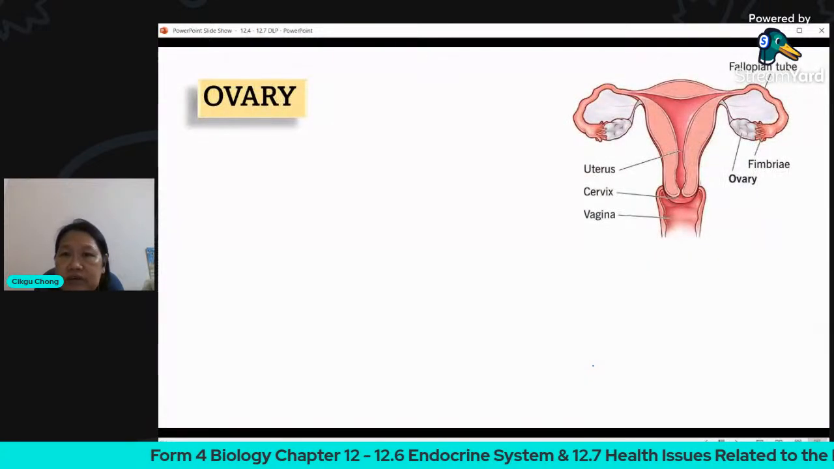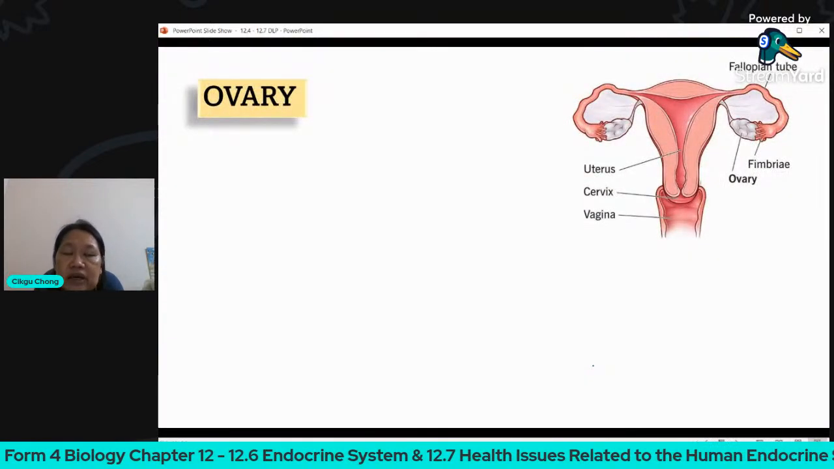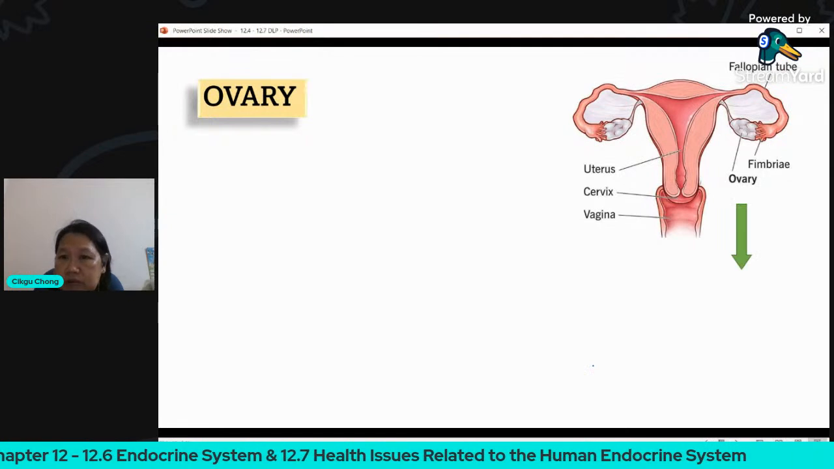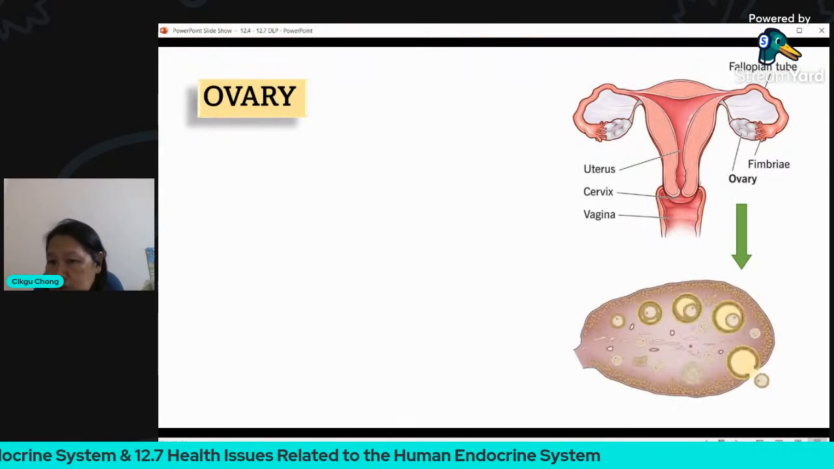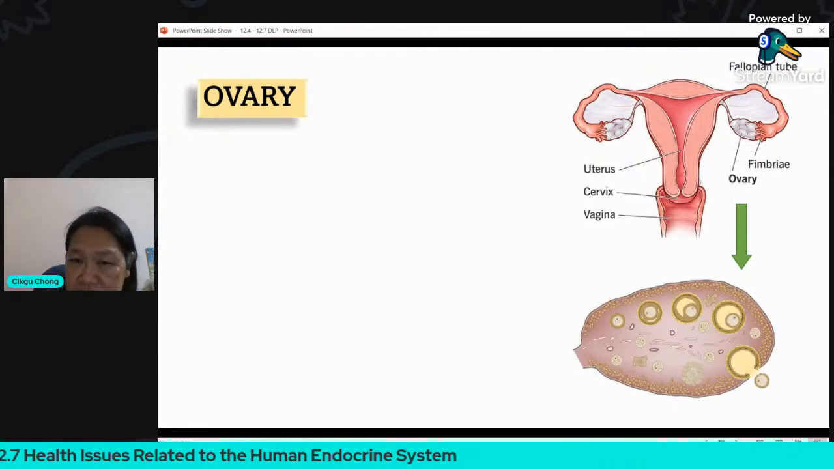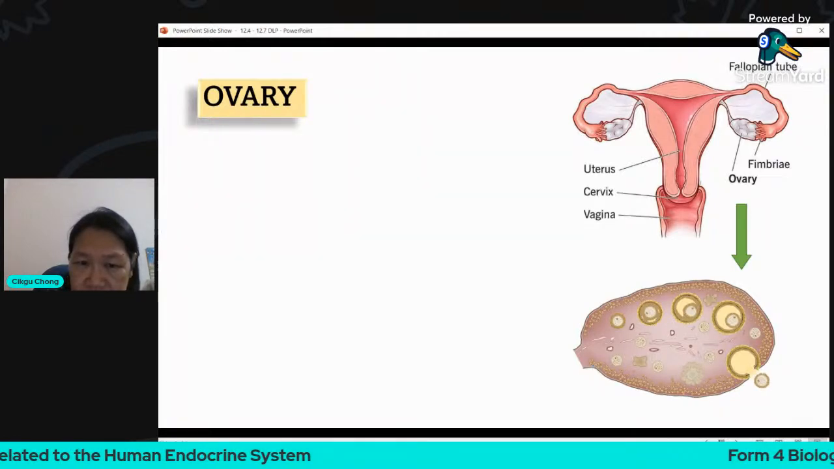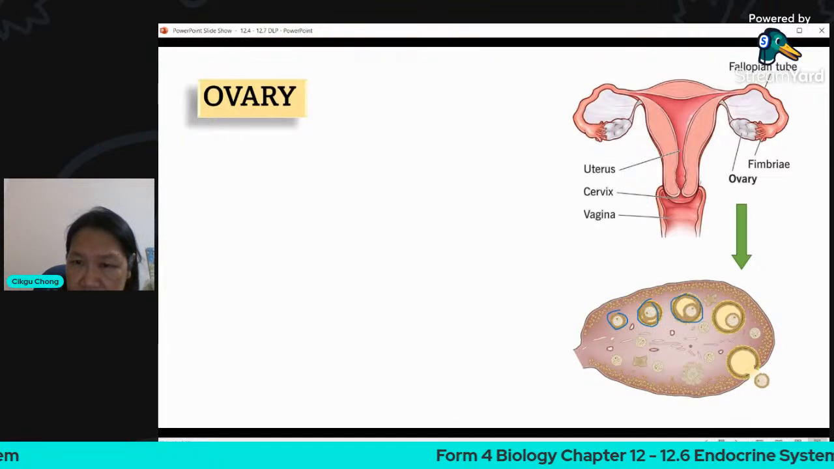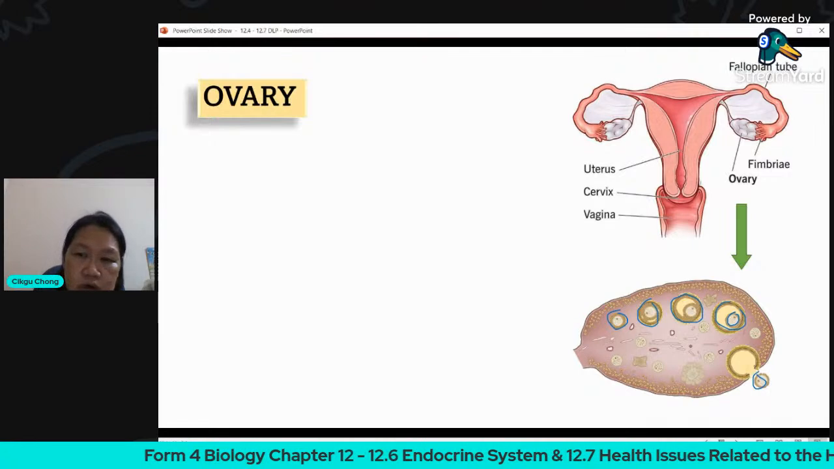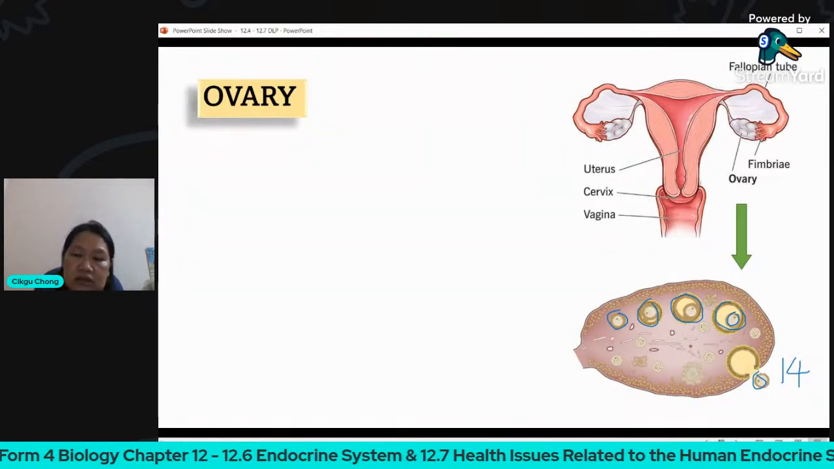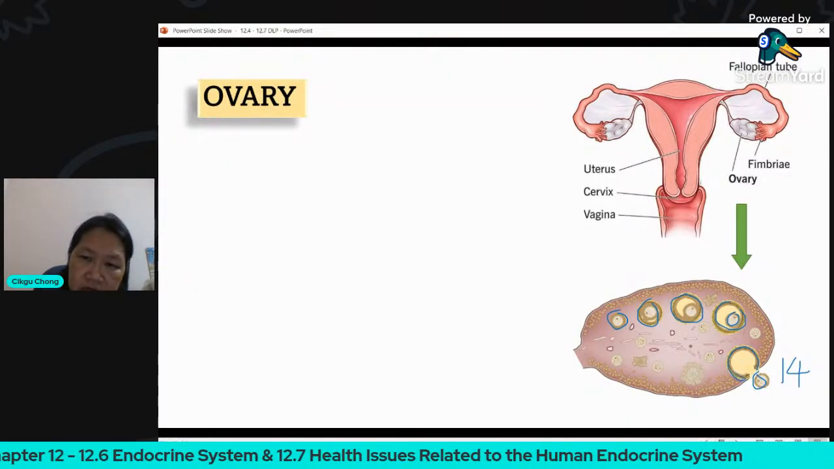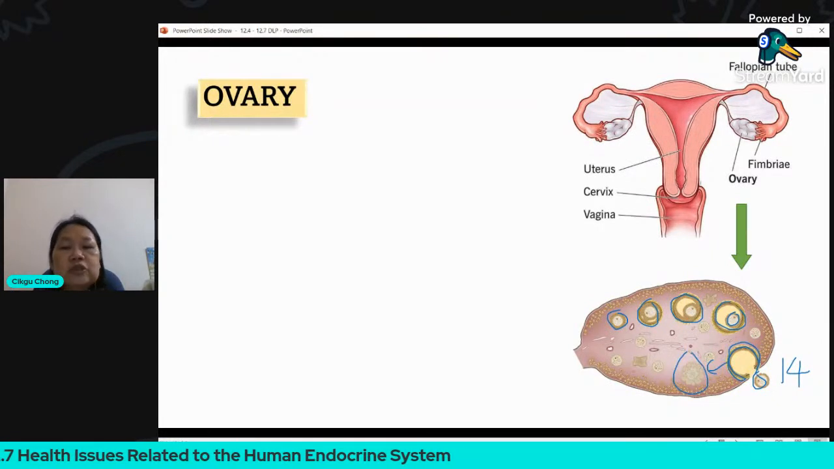Next one, ovary. Come to the last one of the endocrine glands. Ovary is only for the female. If you slice through the ovary, you will see all these follicles as they progress. Day by day, they become bigger and bigger, and the ovum becomes mature. It will be released on day 14. This one is called the Graafian follicle. After it ruptures, it will become what we call the corpus luteum.